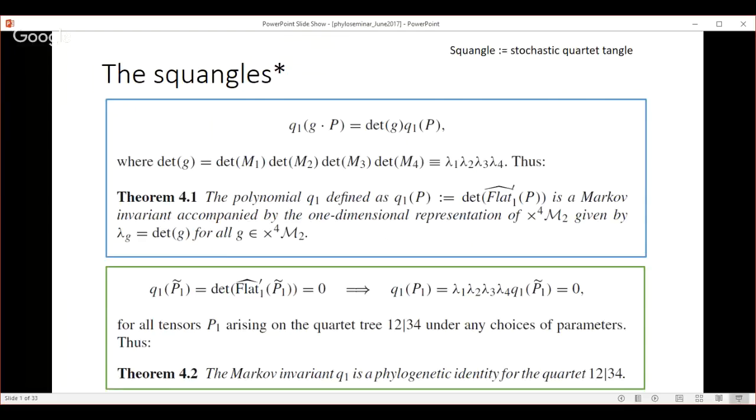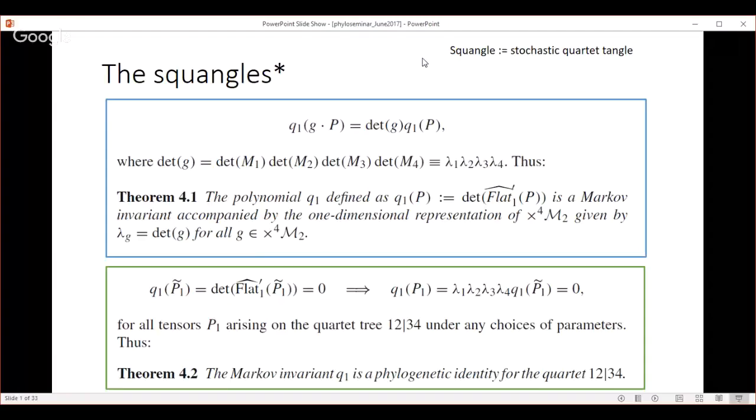A little aside here. You see this slide is titled The Squangles. You might be thinking, why is there this imaginary word at the top of the slide? So squangle is not an imaginary word. It's a perfectly legitimate word that Jeremy and Peter have made up previously. I mentioned that they have a physics background, and Markov invariants apparently turn up when you study things like entanglement in the quantum world, and they get called things like tangles. So when they started looking at these on quartet trees, they thought, well, it could be a quartet tangle, but it's also important that we've got this continuous time Markov thing going on, so it's a stochastic quartet tangle, or a squangle.